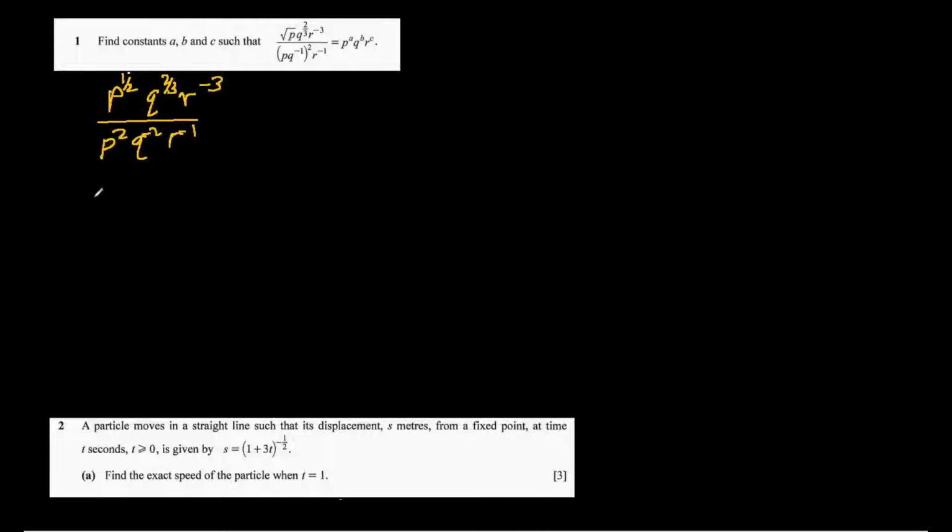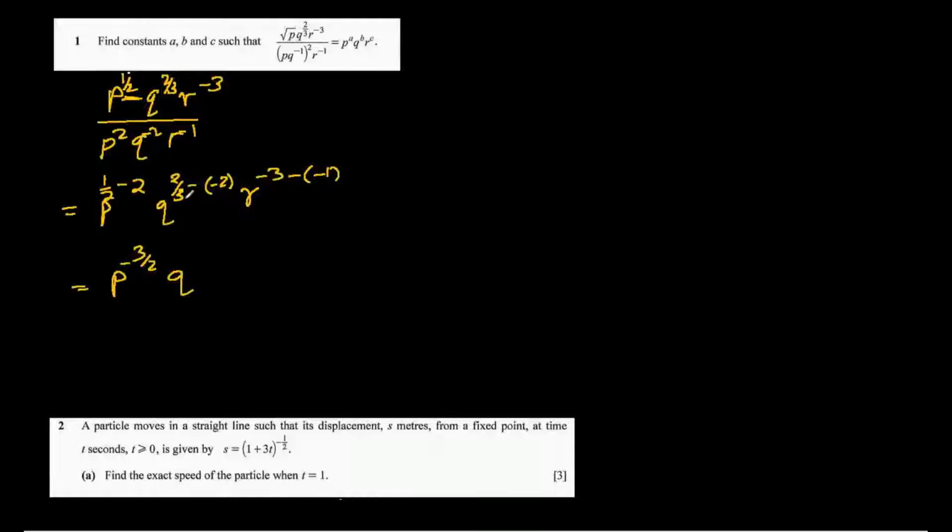Second step: p and its exponents are separated. So half is there and 2 is there. But because the same base is dividing, their exponents subtract. And this will happen with all of them: 2/3 minus 2 and r is minus 3 minus 1. So we get half minus 2, which will be minus 3/2.